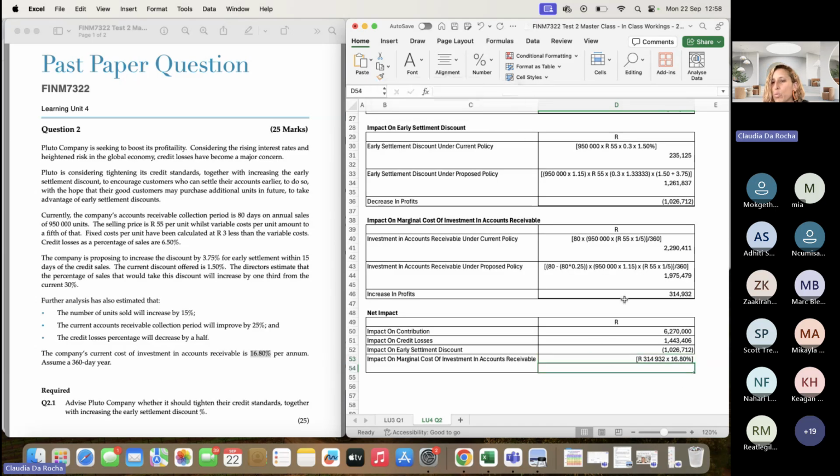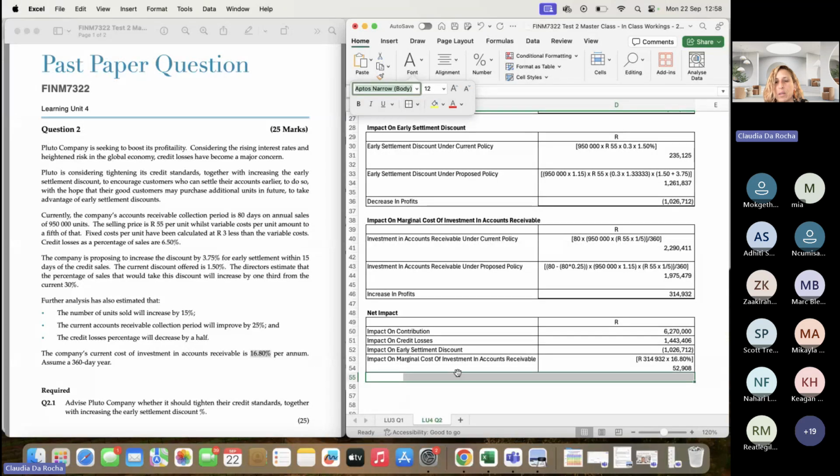You're also more than welcome to do this percentage under this section if you like. I prefer to do it separately. So it'll be that times my 16.80%, which only gives me 52,908, and that obviously is a positive number. So my net impact will be the sum of the numbers above.